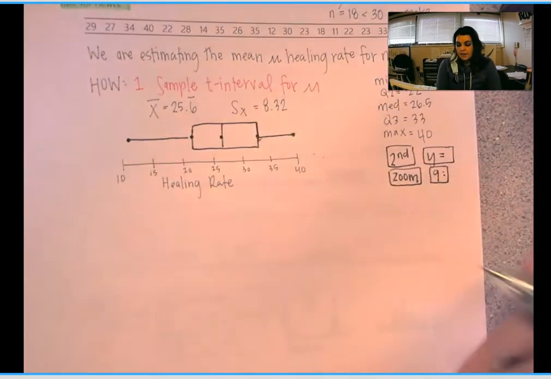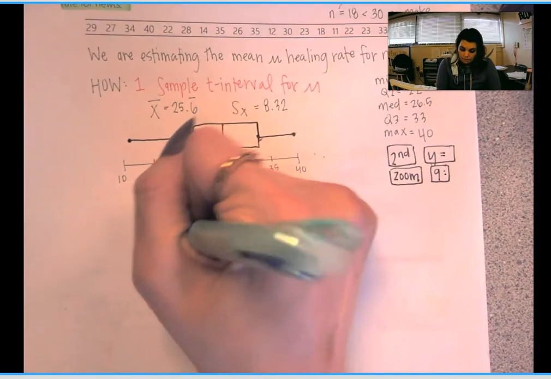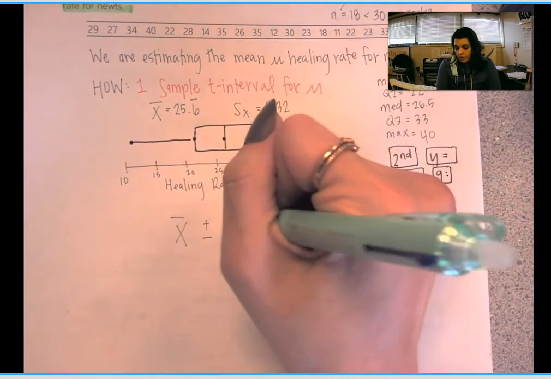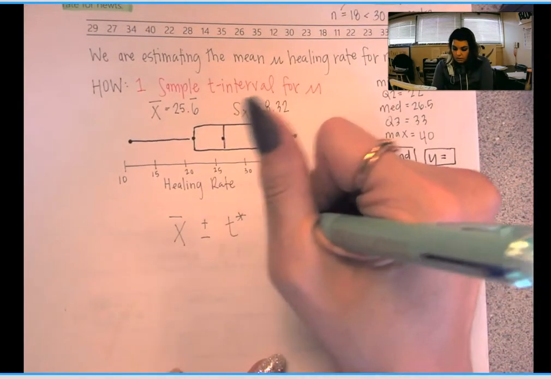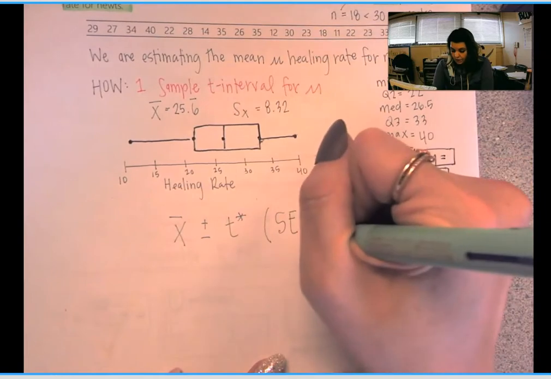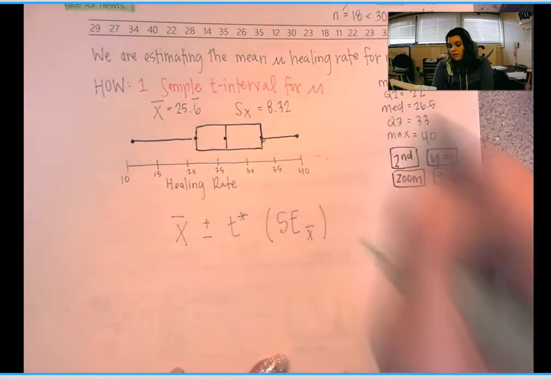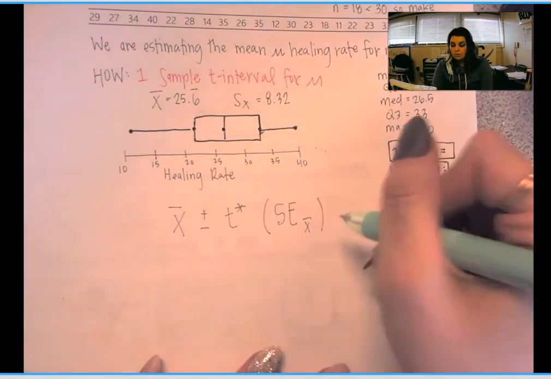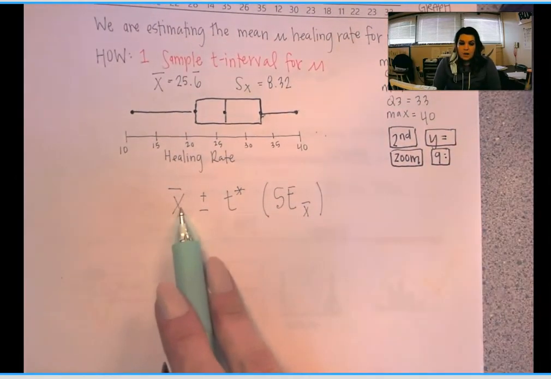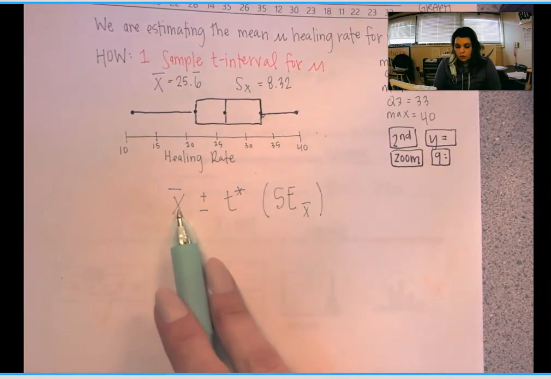Okay, now it's time to check conditions. I always use the formula to check conditions. Some of you guys like to go right in and write your numbers and check. It's up to you. I personally think this is a lot cleaner. X bar, was my sample random? Yes. My newts were a random sample.